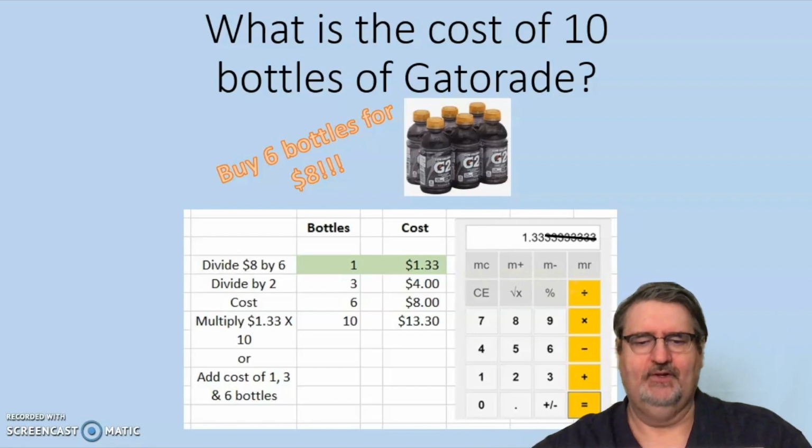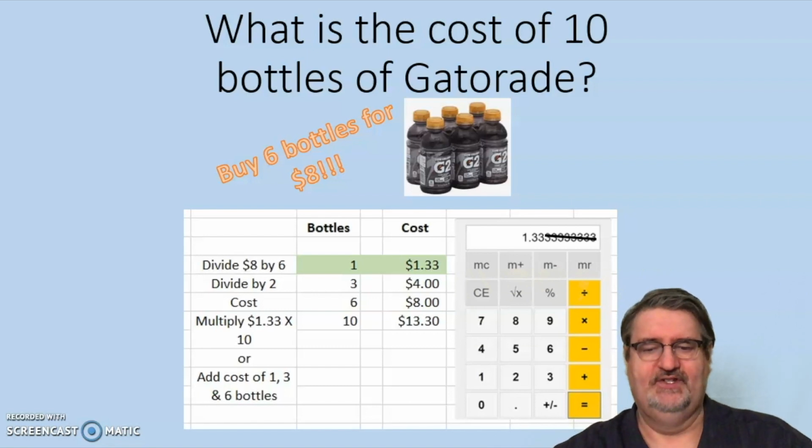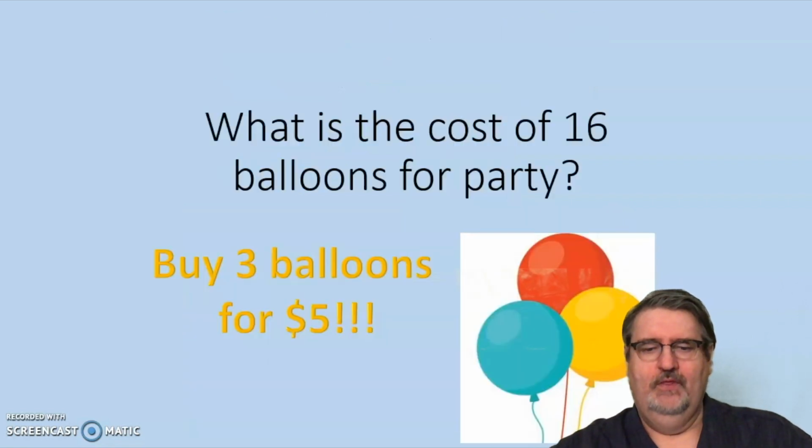We had 6 bottles for $8, 3 bottles for $4, and 1 bottle for $1.33. The 6 plus 3 plus 1, in this case, equals 10. So if we add those costs, 8 plus 4 is 12, plus $1 is $13, and there's your $13.33.